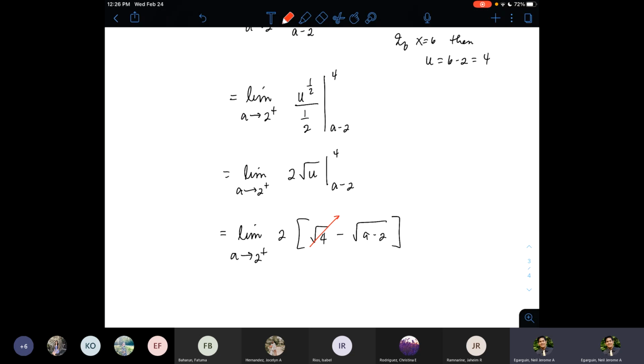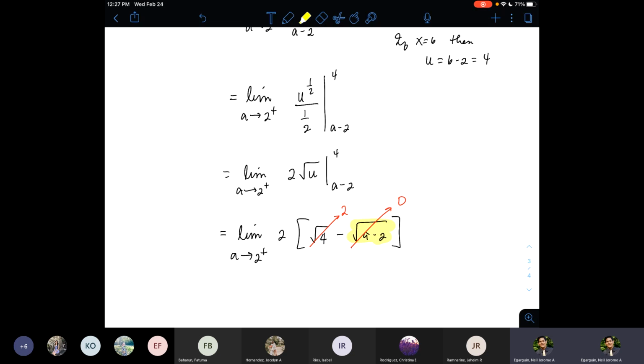The first term goes to 2. And then what happens when a approaches 2 coming from the right? Well, this guy will go to 0, right? And hopefully here you see why it is important to take note of the direction. Because remember, if I take the limit as a approaches 2 from the left, the limit of the root of a minus 2 won't exist because there is no graph to the left of 2, right? So that's why if you forgot to write the direction for the limit, then the limit won't exist.